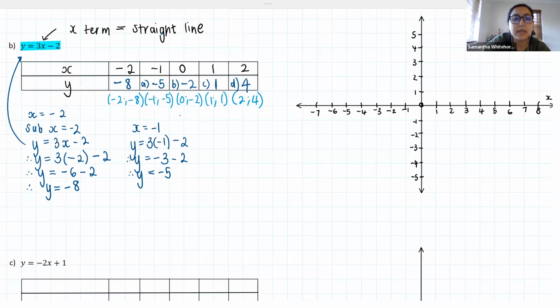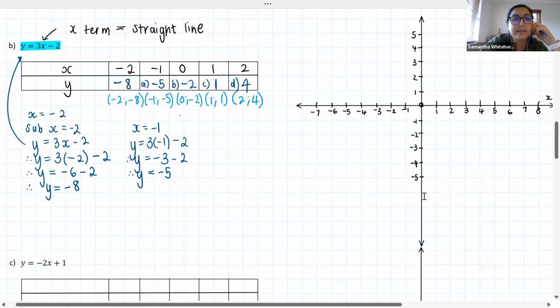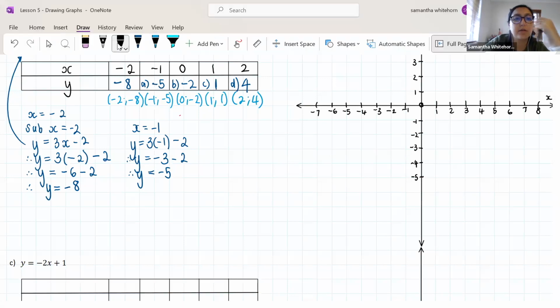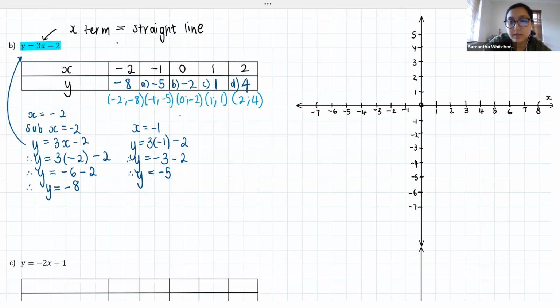We have got -2, -8. Obviously, I've made choices here and not gone all the way down to -8 on my y. So let's just fix that. -6, -7, -8.